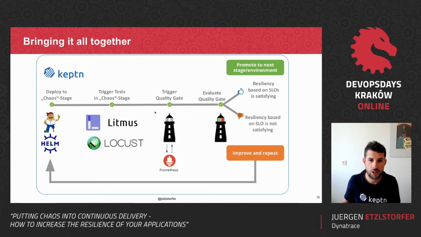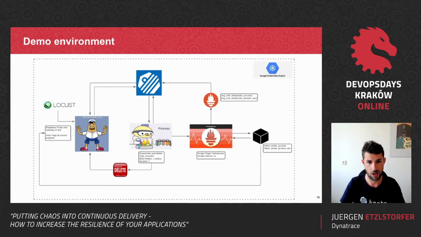Once both tests are finished, Keptn will make sure to trigger the quality gate. We will fetch the data from Prometheus. Actually, everything will be done automatically. And then the evaluation of the quality gate will give us a thumbs up or a thumbs down. With a thumbs up, we can promote it to the next stage. With a thumbs down, we should keep it in this stage. Actually, we should work on improving the resilience.